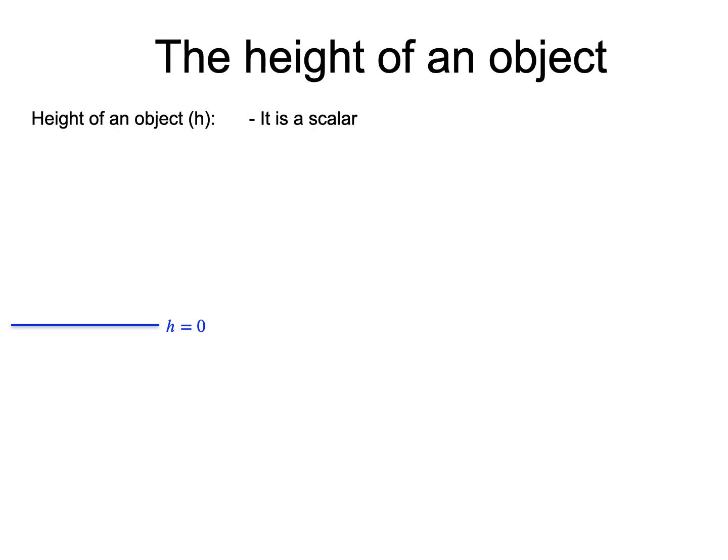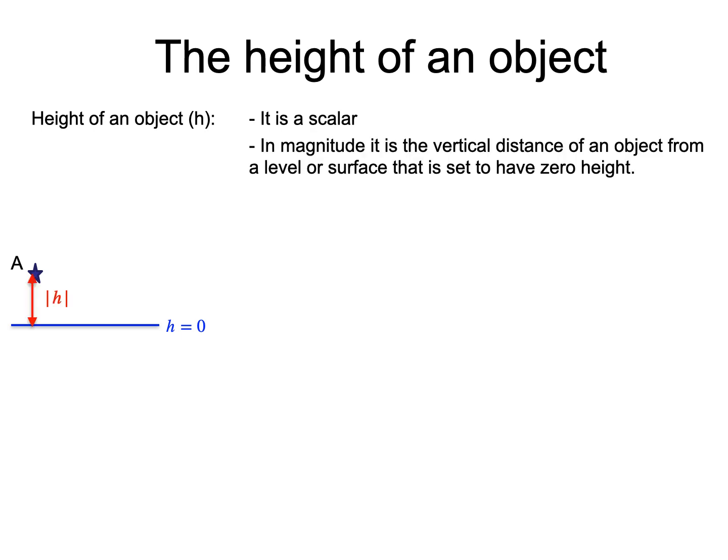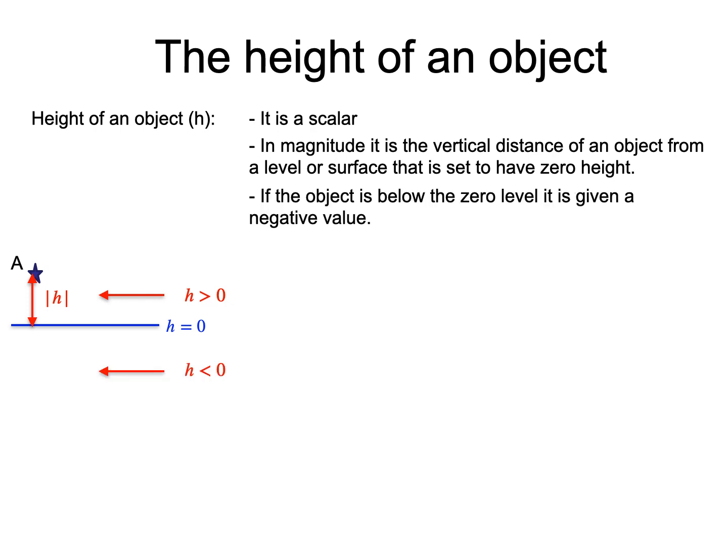If the problem that you are considering is more local in its horizontal extent, then a horizontal plane is a good approximation. The magnitude of the height of an object at location A is the vertical distance from the object to the surface of 0 height. For locations above the surface of 0 height, h is positive. It will take negative values when the object is below the 0 level. It has the measurement unit of a distance, so it is measured in meters in the SI system.